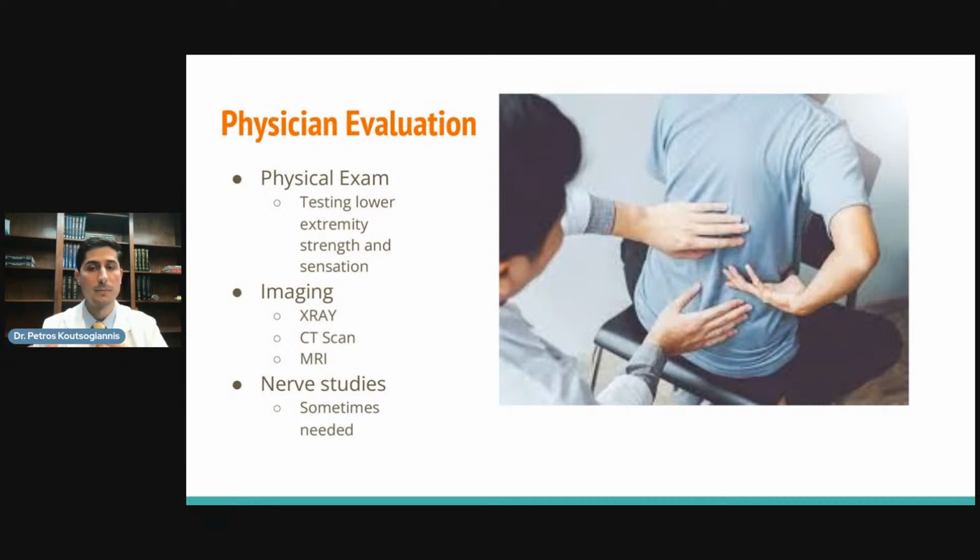Sometimes we may order a nerve study, which looks at the pinched nerves, and it helps put the whole picture together. Usually it's reserved for patients or individuals where the picture may not be as clear. They may also have nerve damage from other conditions such as diabetes or peripheral neuropathy from vascular disease. Next slide, please.